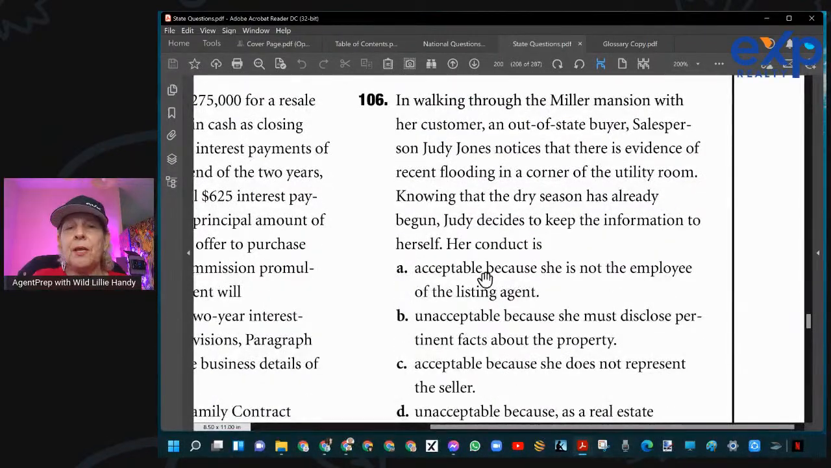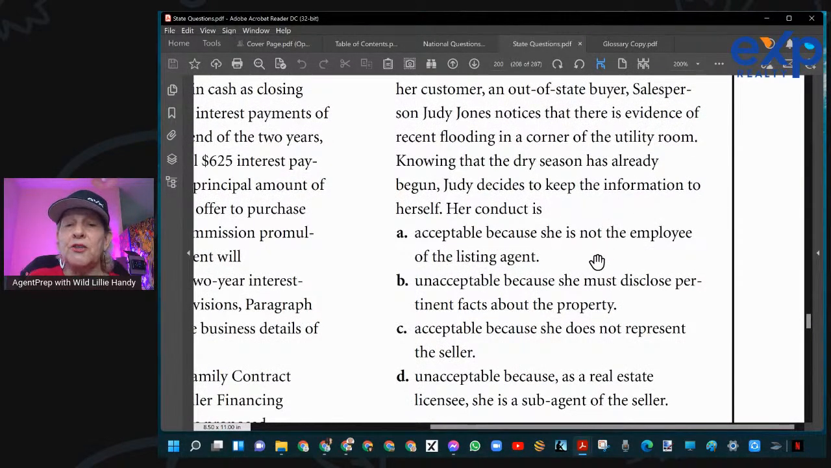Number 106. In walking through the Miller mansion with her customer, an out-of-state buyer, salesperson Judy Jones notices that there is evidence of recent flooding in a corner of the utility room. Knowing that the dry season has already begun, Judy decides to keep the information to herself. Her conduct is what? A, acceptable because she is not the employee of the listing agent. B, unacceptable because she must disclose pertinent facts about the property. C, acceptable because she does not represent the seller. Or D, unacceptable because as a real estate licensee, she is a subagent to the seller.